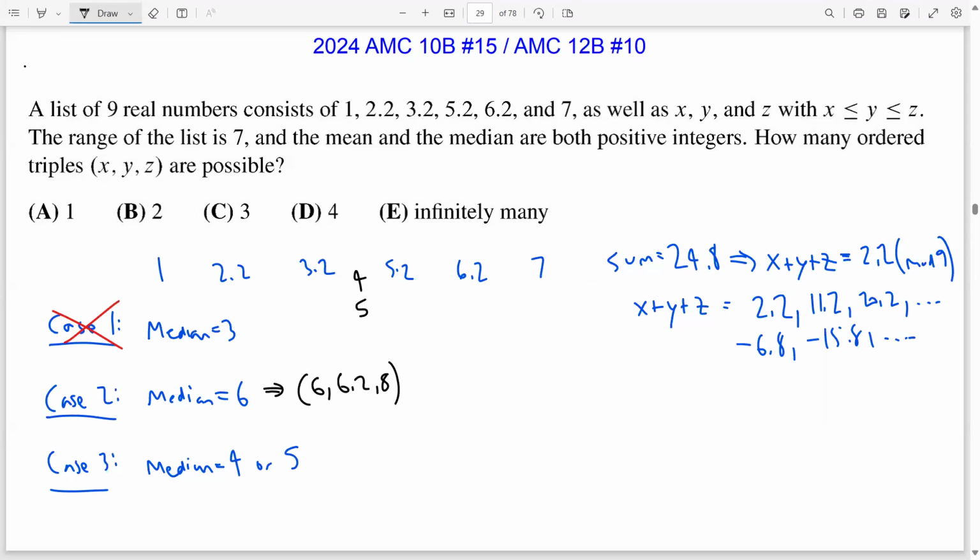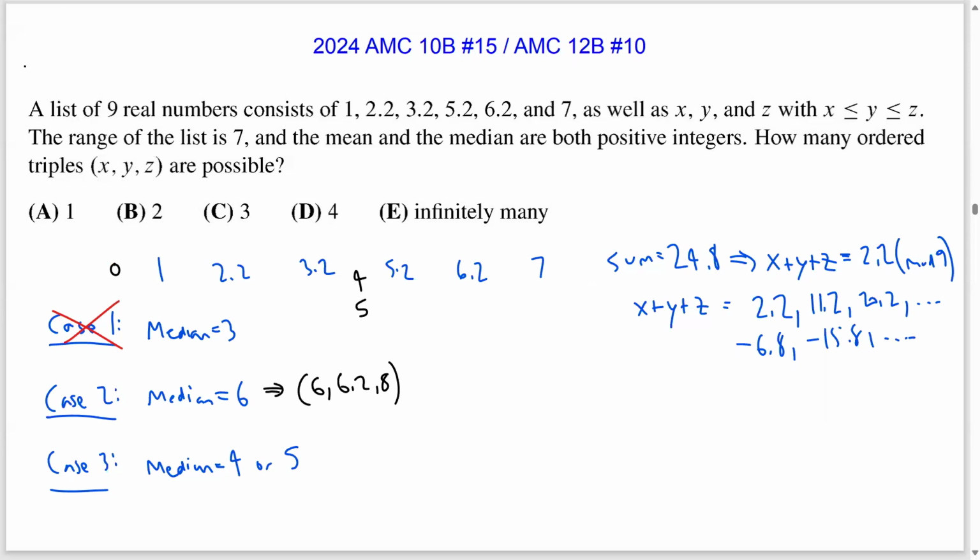So if the smallest number is 0 and the median is 4 or 5, this is going to force z to be greater than the median. And with a little bit of trial and error, we see that there is one possibility, namely 0, 5, and 6.2. Because remember that x plus y plus z has to be 2.2 more than a multiple of 9. I'll leave it to you to check that there is no triple where the median is 4 and x is 0.